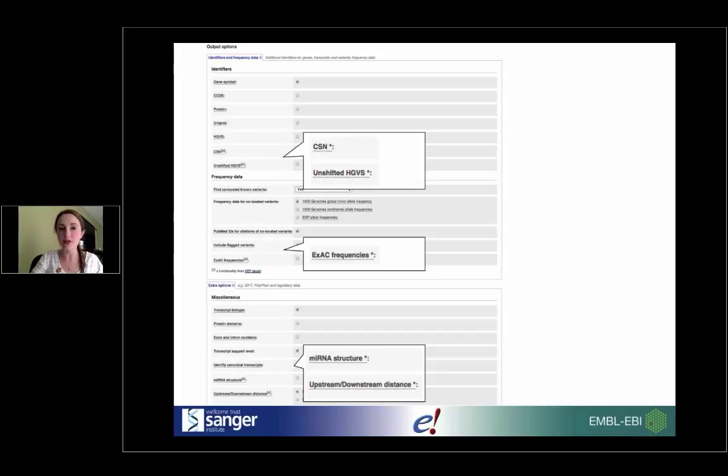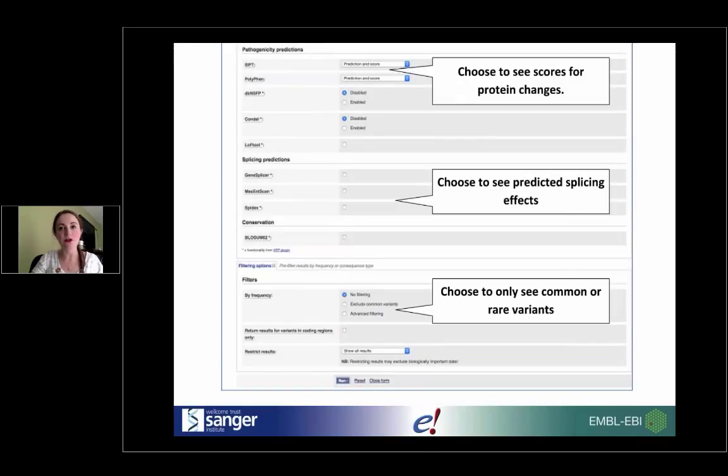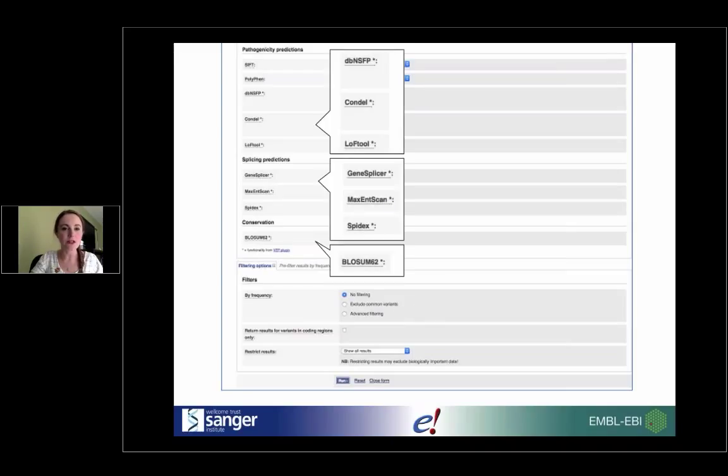If you were using the online tool, these would not have been available, but we've now made them available in the online tool. We've also got scores for protein changes, so we've got the SIFT and PolyPhen. We've got predictions of splicing events, and we've also got filtering based on things like frequency of the variants.